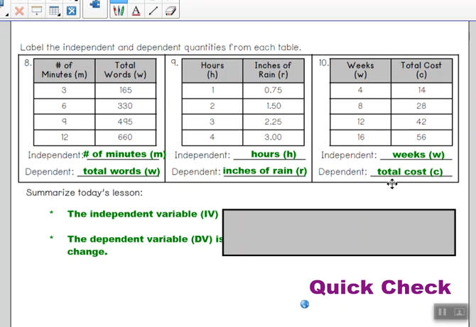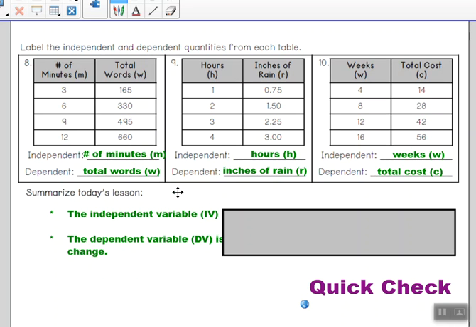Now, if you haven't caught on here, in tables, where do you notice the IV is usually? It's usually on the left, okay? It's the left column. Hours was the left column. Minutes was the left column. Typically, you put your IV in the first column, all right? That's a little hint for where to see it if it's a table. That means your DV would be the right column. Cost, inches of rain, total words, whatever.